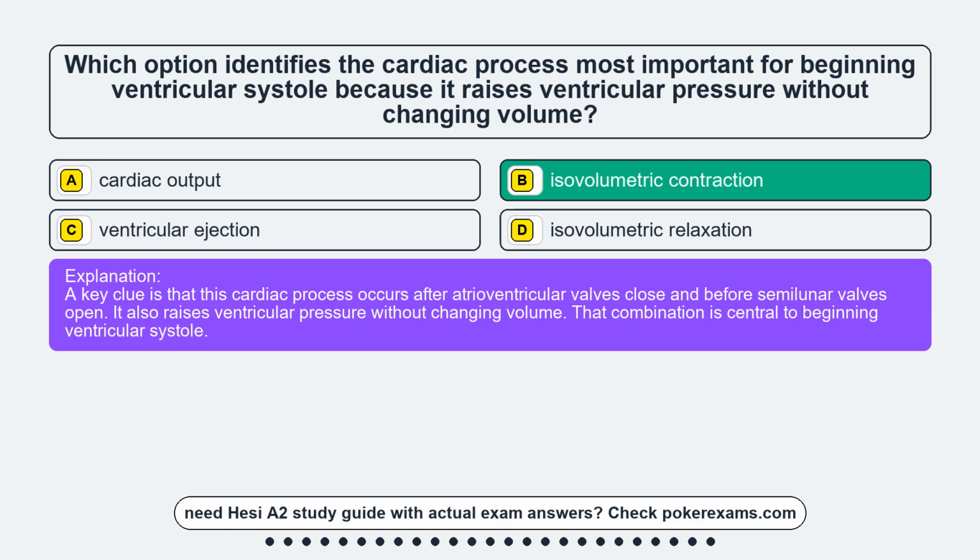A key clue is that this cardiac process occurs after atrioventricular valves close and before semilunar valves open. It also raises ventricular pressure without changing volume. That combination is central to beginning ventricular systole.